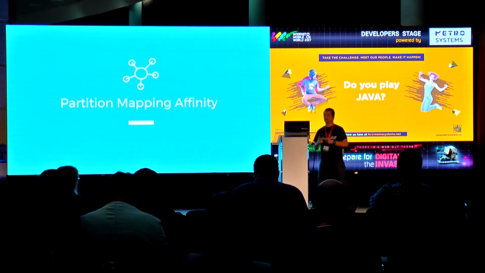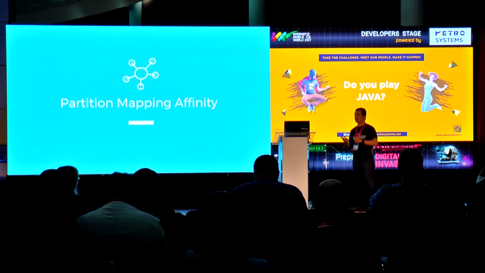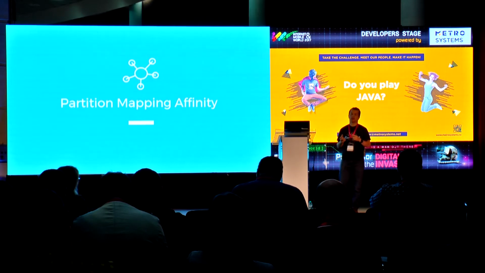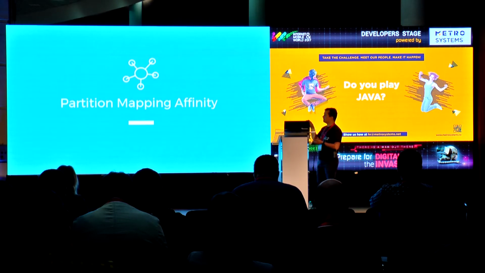The other one is partition mapping affinity. This means you can make a correlation between the objects and the partitions in the distributed cluster. Again, this gives you the advantage of having the same location for the partition threads and the objects.